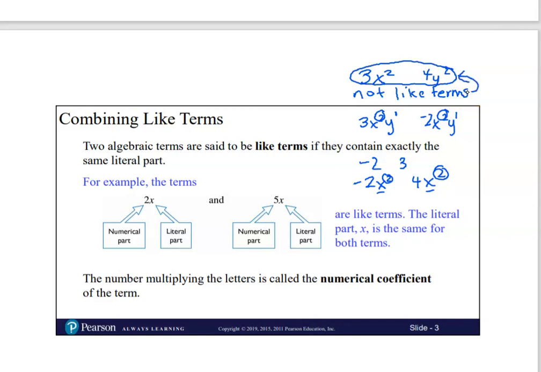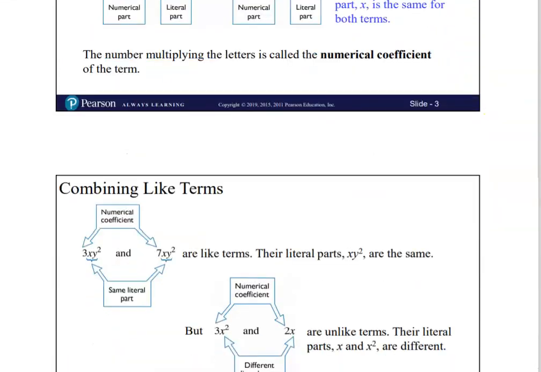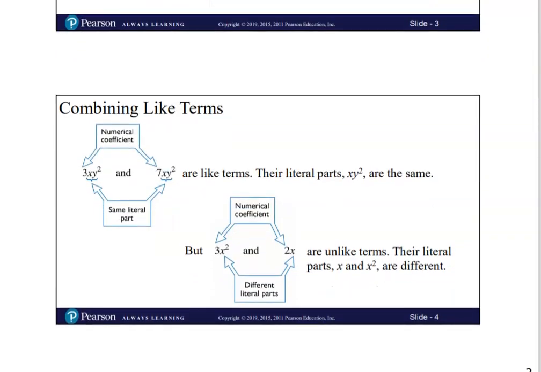Okay, so you are able to combine like terms. What you do when that happens is you put the coefficients, or the numbers in the front, together. If they're both positive, you would add them. If one was positive and one was negative, you would subtract them.